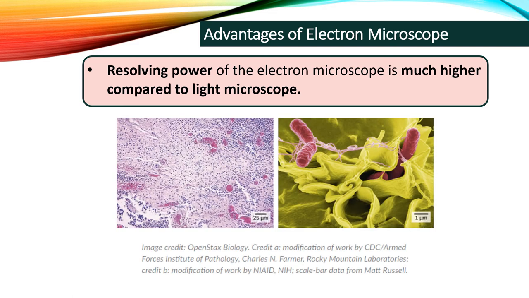So what you can see here on your left side is the image produced by a light microscope, and on your right side is a very detailed image clearly produced by an electron microscope. So as a conclusion, the electron microscope has higher resolution. Higher resolution means that objects that are closer together can be seen as separate points, and you can see a very clear image produced.